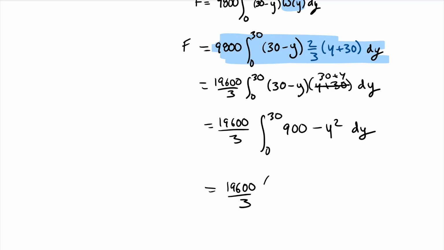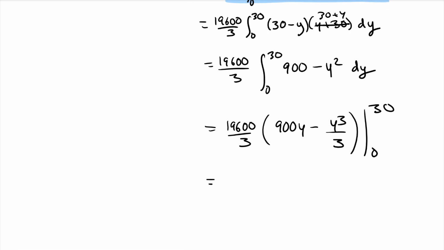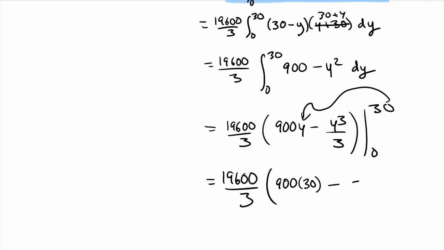19,600 divided by 3 for 900y minus y cubed over 3, evaluated from 0 to 30. This is where you bust out the calculator. We have 19,600, and I think your homework might do this in a little bit of a different manner. It might give you the scientific notation of like 1.18 times 10 to the 8th. So let's see what it is. We get 900 times 30 minus 30 cubed divided by 3 minus absolutely nothing.